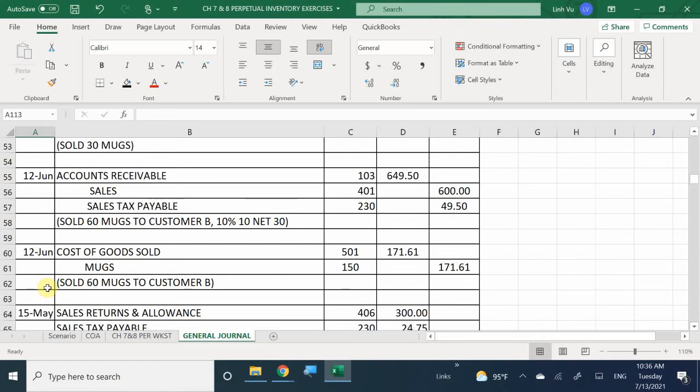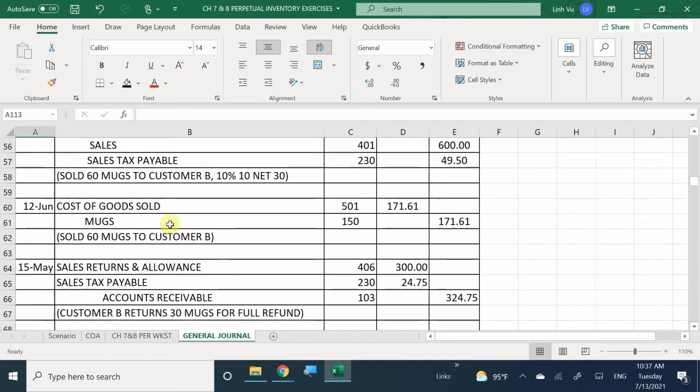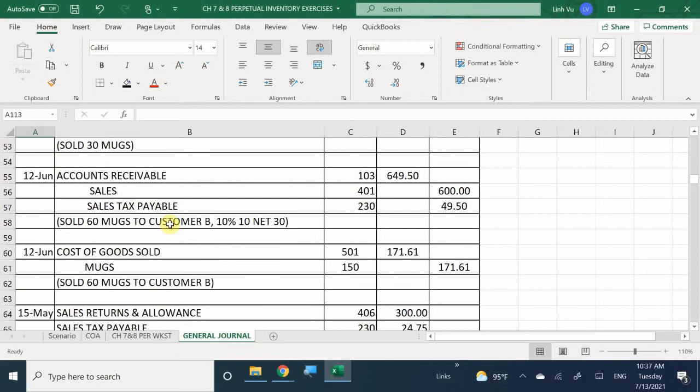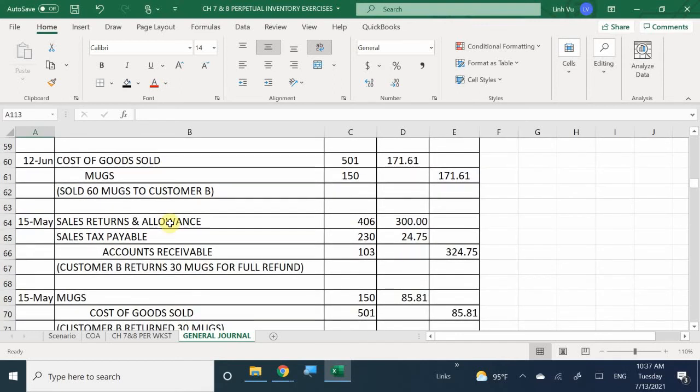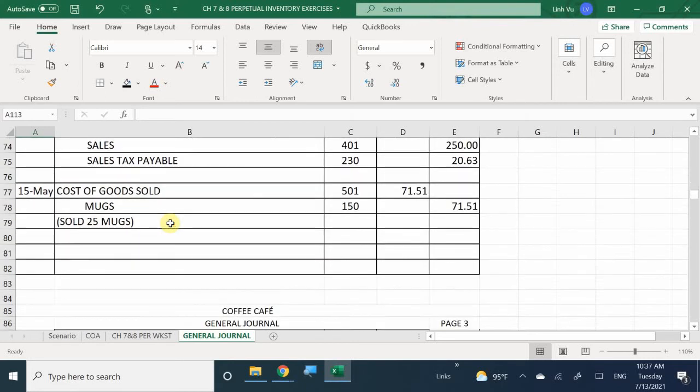Well, what did he originally purchase? Oh, he purchased 60. Yeah, Customer B purchased 60, and then we returned 30. So how many did he keep? He kept 30 of them, right? What's the selling price? $10. Okay, so what can you discount? The $300. The $300. Okay, so good.